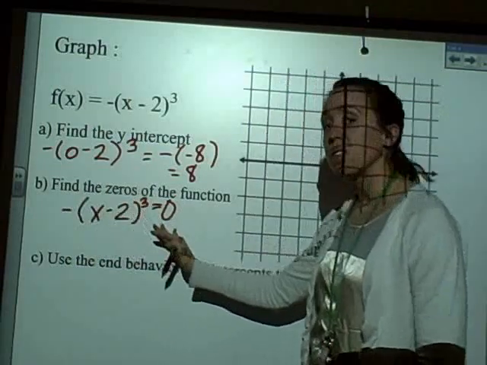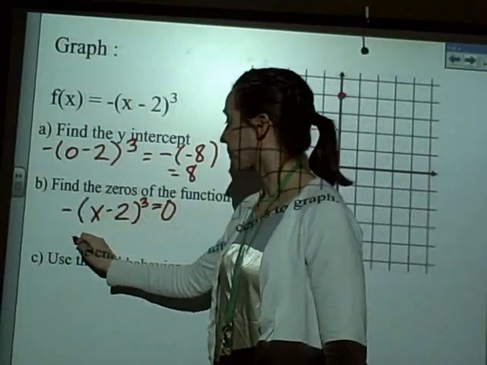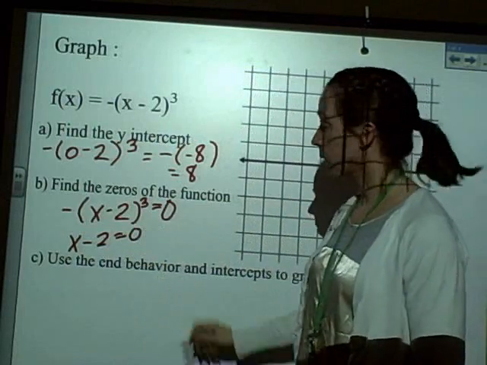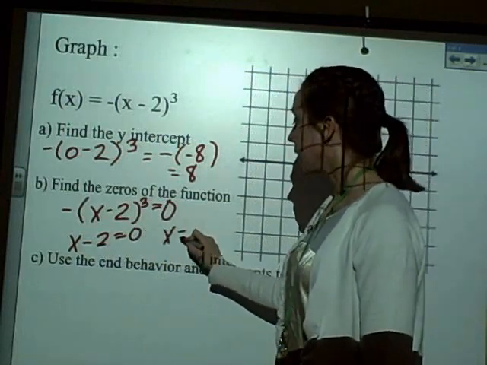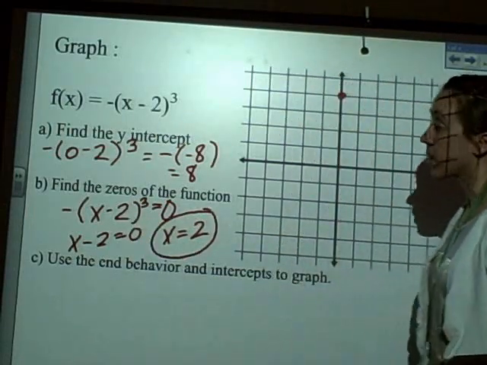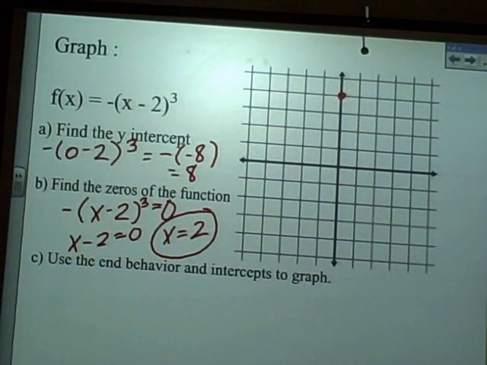All of this other stuff doesn't really matter, okay? I can take this x minus 2, set that equal to 0. So when x equals 2, this function will equal 0. That is my y-intercept, my x-intercept, excuse me.